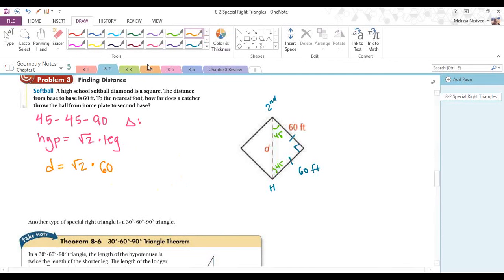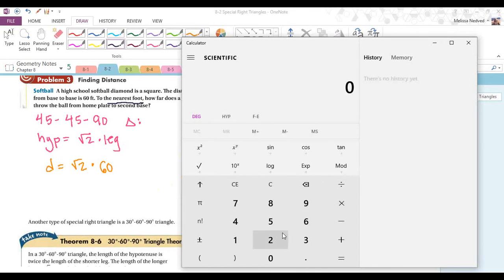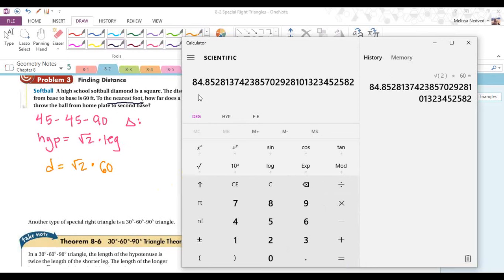Now, always pay attention to what you're asked for. In this case, I'm asked for the distance to the nearest foot. So I don't want to leave my answer as 60 root 2 like we had in the previous problems. I want to actually figure out, to the nearest foot, what is 60 times the square root of 2. So grab your calculator. I'm going to start with the square root of 2. Using this calculator, you put the 2 first, then click the square root button, and multiply by 60. To the nearest foot, I'm going to round this up to 85 feet.